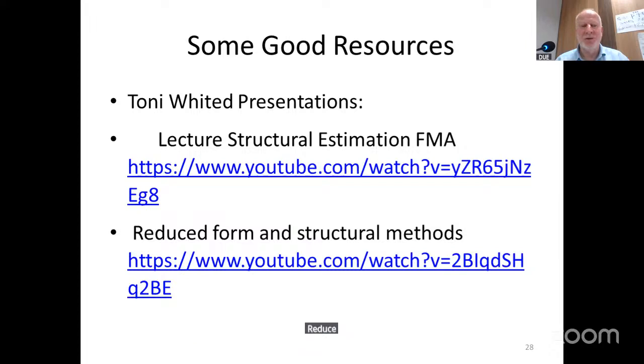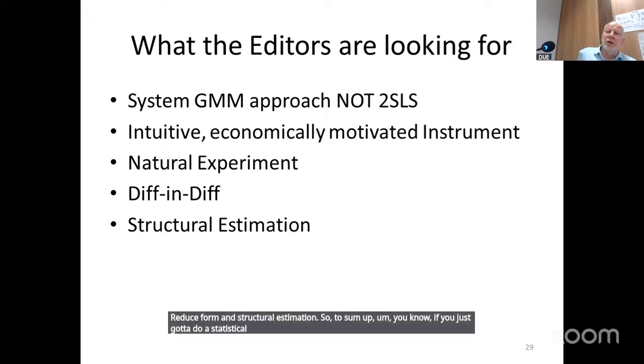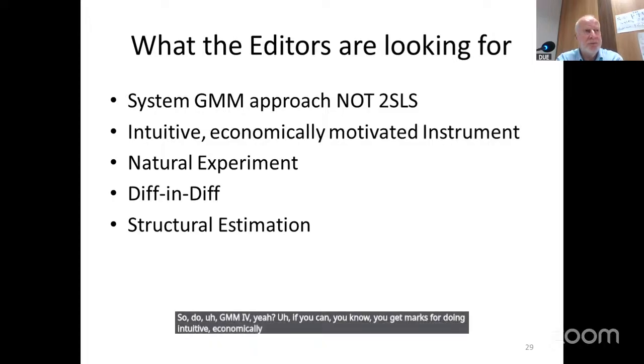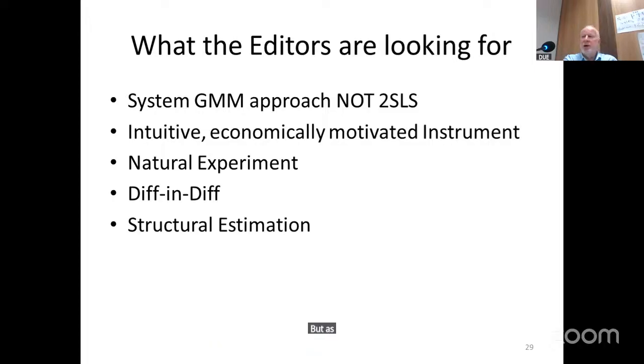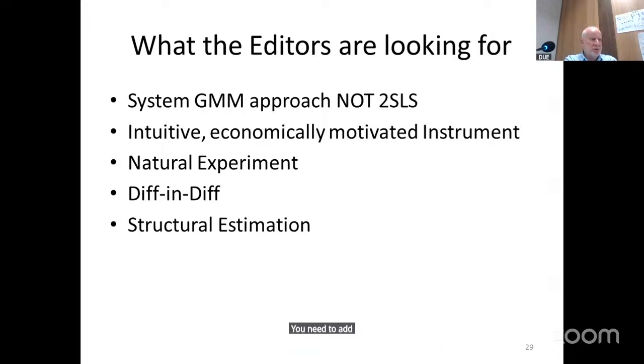To sum up, if you just have to do a statistical fit, don't do two-stage least squares. The editors think that's old fashioned now. So do GMM IV. If you can, you get marks for intuitive, economically motivated instruments, but as we saw, they're very hard to come up with. You definitely want to do an actual experiment with diff and diff. And if you want to get published in the very top journals, you need to add the structural estimation.